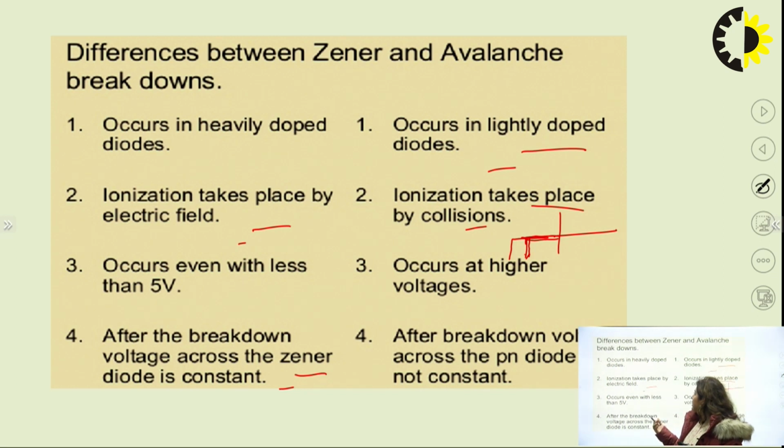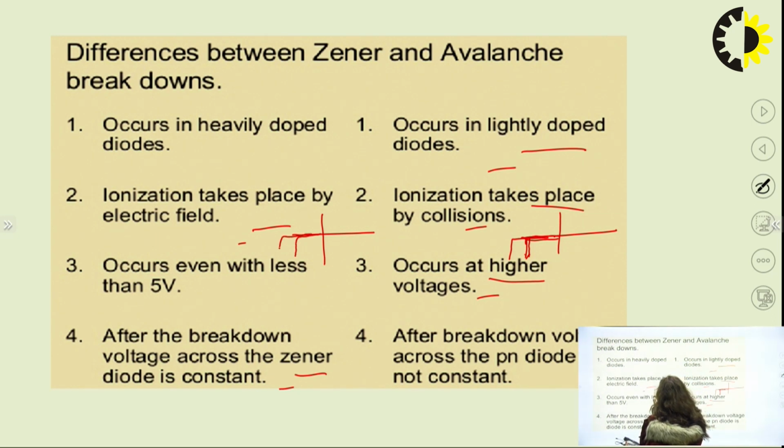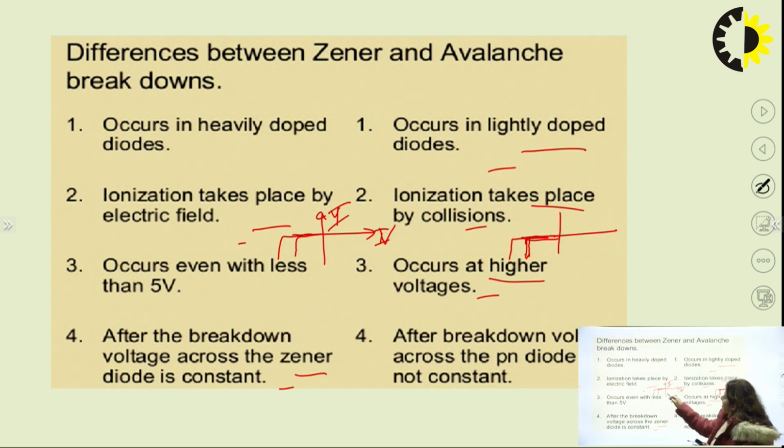Whenever one electron hits another electron hole pair, it will create a new electron hole pair. So it occurs at higher voltages, as we have seen that the characteristic of the Zener is something like this, and for the avalanche it is like this. Sorry, this is V and this is I, the VI characteristic. For the VI characteristic, the Zener breakdown will occur earlier as compared to the avalanche breakdown. After breakdown, the voltage across the PN junction is not constant at all in the case of the avalanche. In the case of the Zener diode, it is almost constant after the breakdown voltage, but in the avalanche, it is not constant, it is varying.